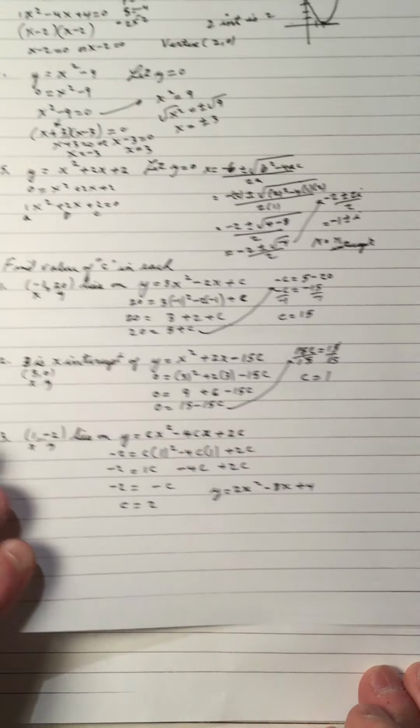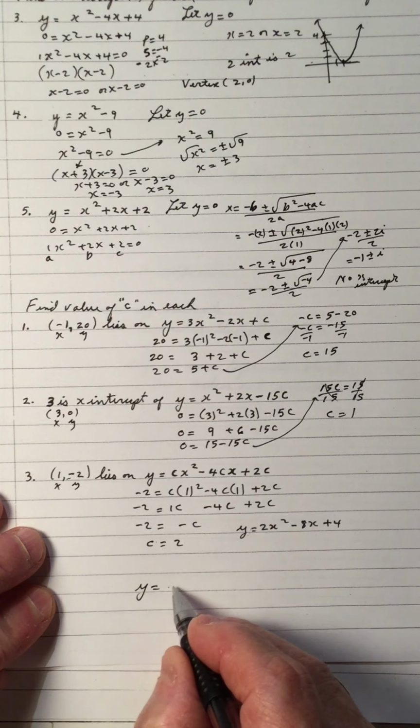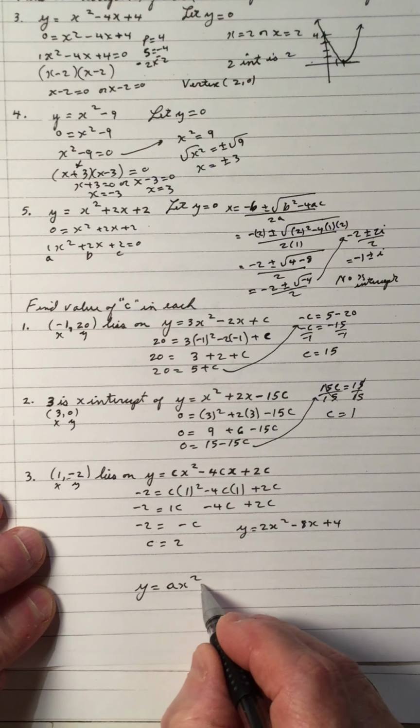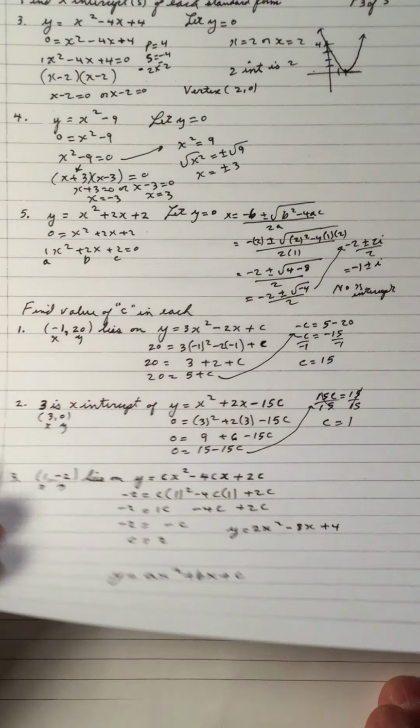And again, just to remind you, what is the standard form? The standard form is y equals a outside of x squared plus bx plus c. Standard form of the parabola.